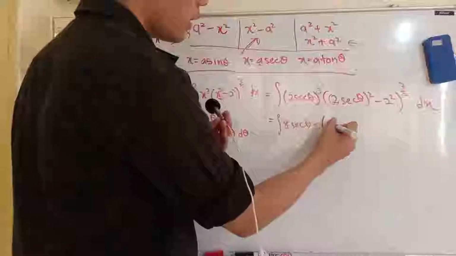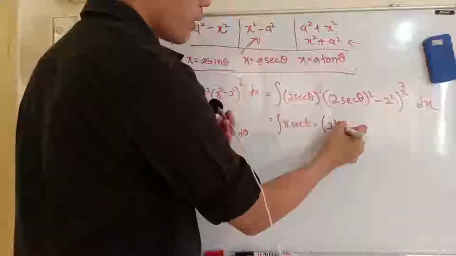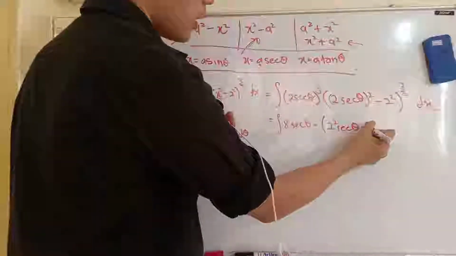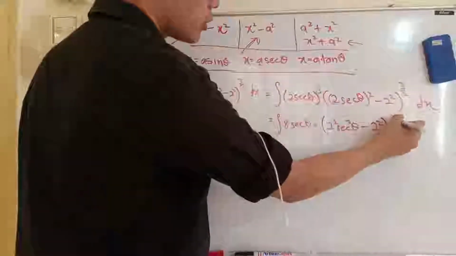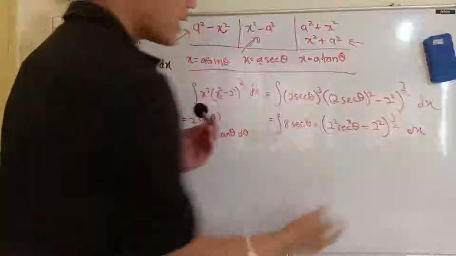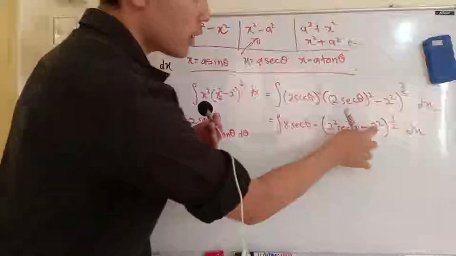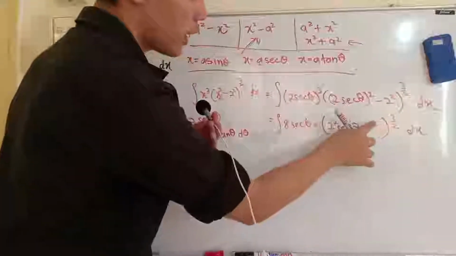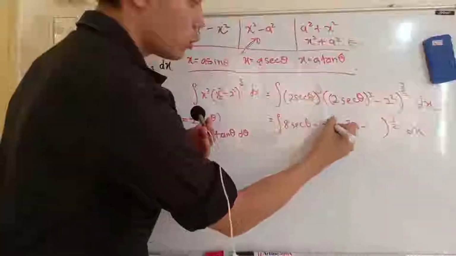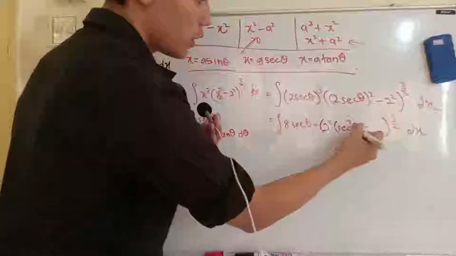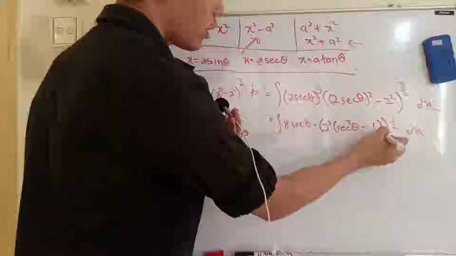2 square is going to be 2 square secant square over here minus 2 square power 3 over 2 ds. Okay, so now you have 2 square over here. You can just factorize it. Factorize it, going to be 2 square over here. So here going to be secant square minus 1.